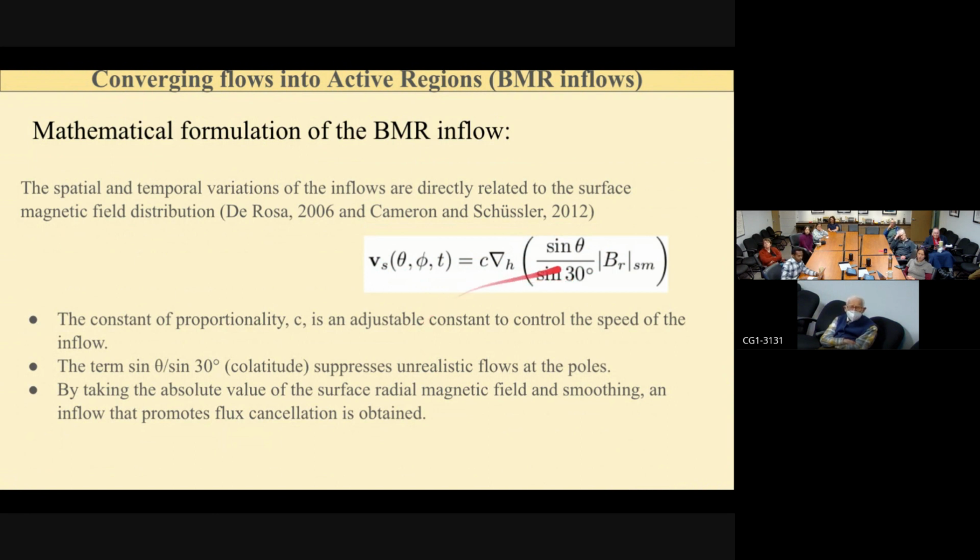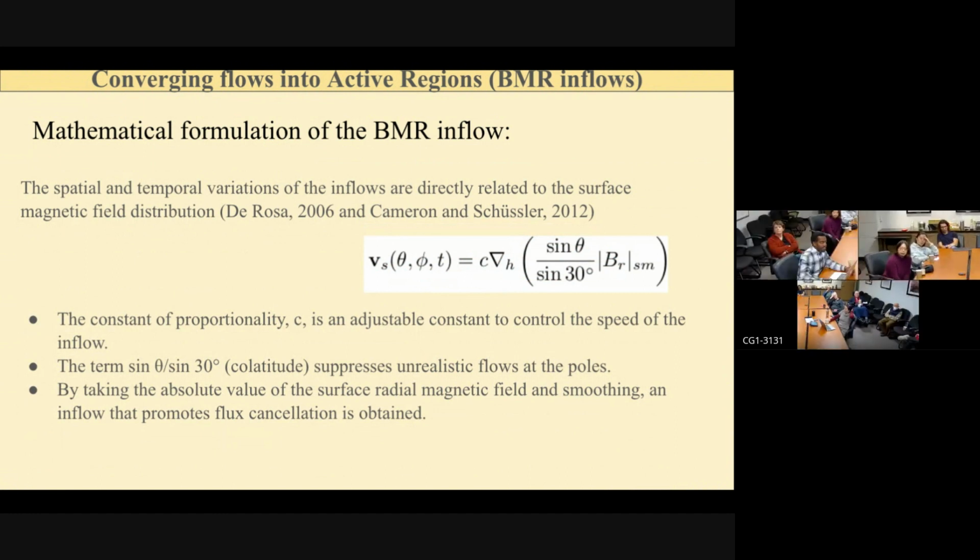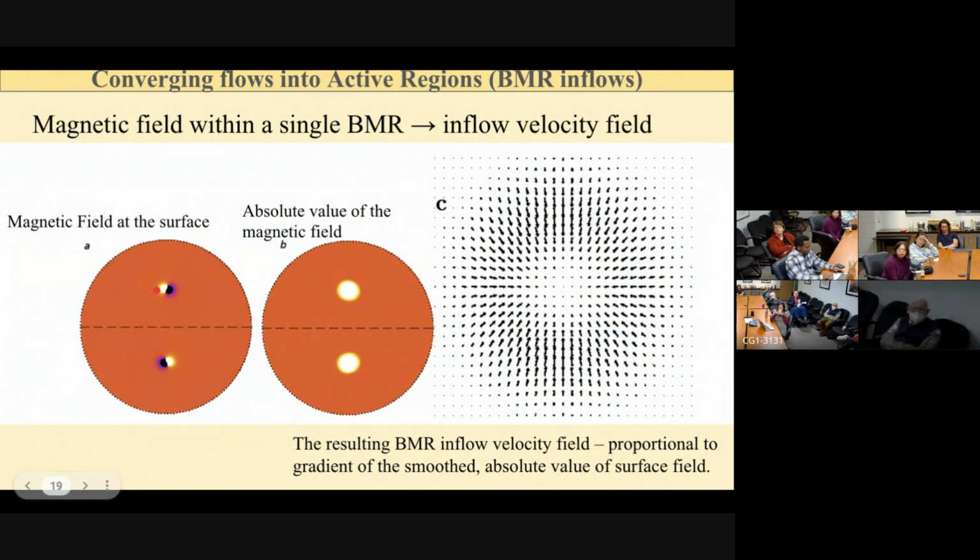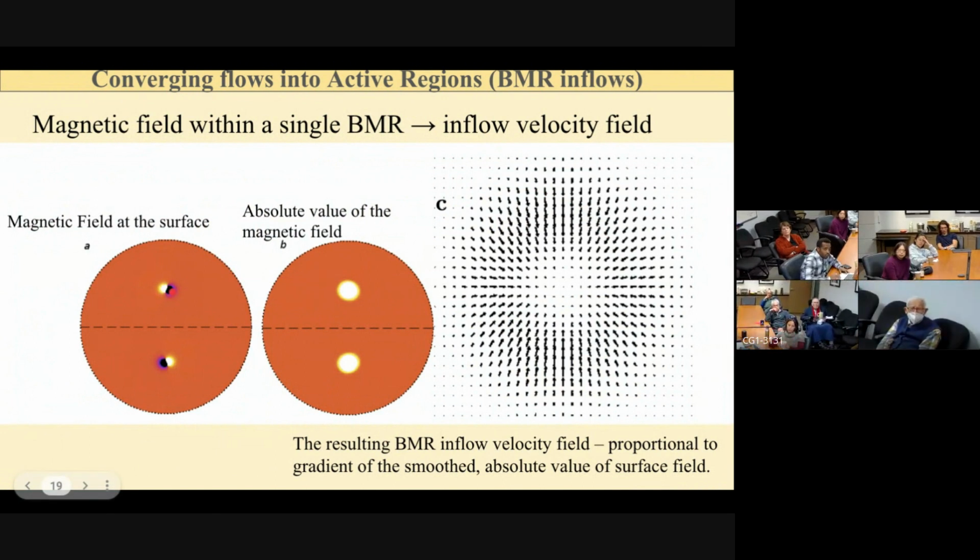And now taking the absolute value of the radial magnetic field and smoothing it, the inflow promotes flux cancellation. As you can see here, this is the surface magnetic field with high polarity and Joy's law, the surface magnetic field at the photosphere. And when we take its absolute value, it becomes like this. But the inflow velocity field is given by this, which is proportional to the gradient and smoothed absolute value of the surface magnetic field.